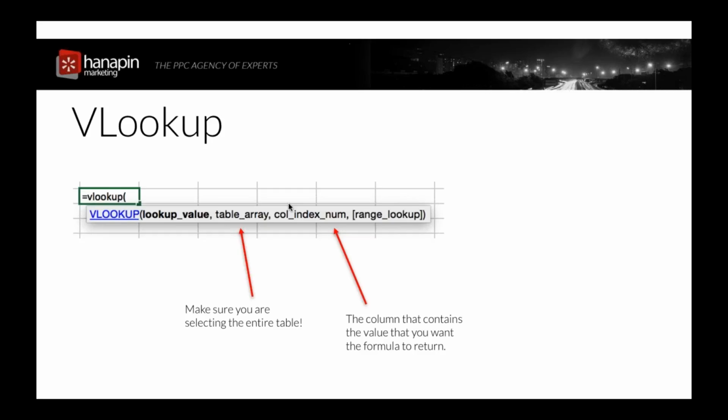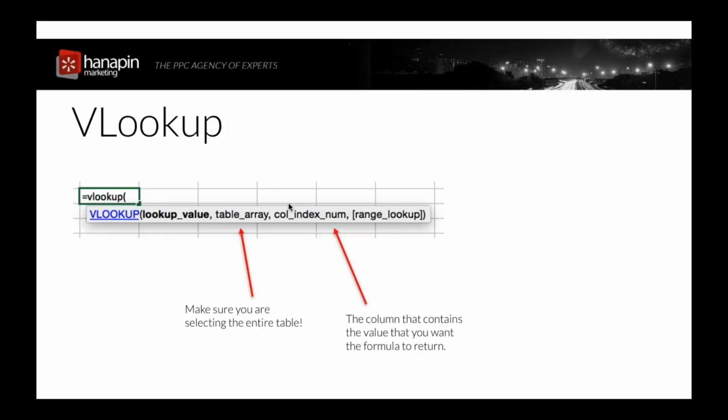arguments within the formula. So with table array, you want to make sure that you're selecting the entire table of data that you're using for your lookup. A big error I see a lot is people only selecting one column for the table array, and that's going to give you an error. So just make sure you're selecting all of your data.